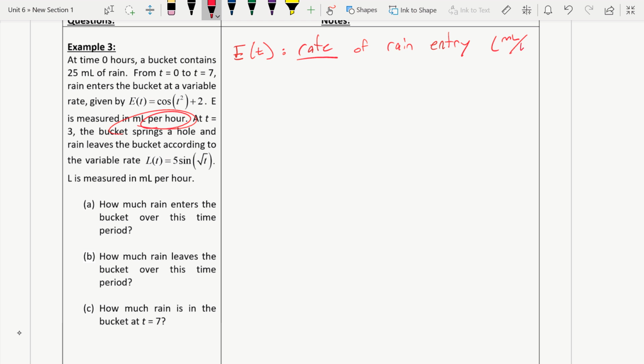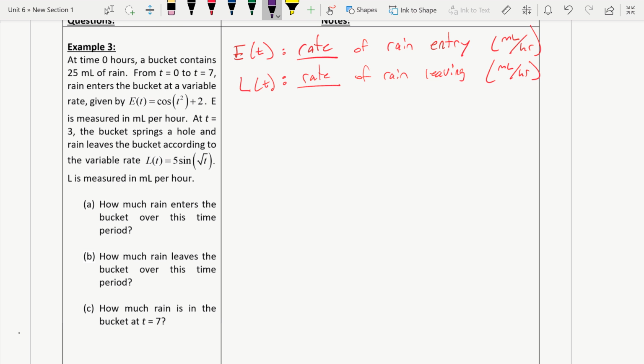And then, let's see, what else do we have? We have L of t, which is also a rate function. Leaves the bucket according to the variable rate, L of t. And I'm just going to say leaving. I know it says like draining or something. L for leaving, right? And again, that would be in milliliters per hour. So here's the deal. AP loves to do this, and I mean, it would make sense in real life. If you were just measuring something's rate, you could just give it its name. But I want you to think about it like this. Because it's a rate, it is effectively some other function's first derivative.